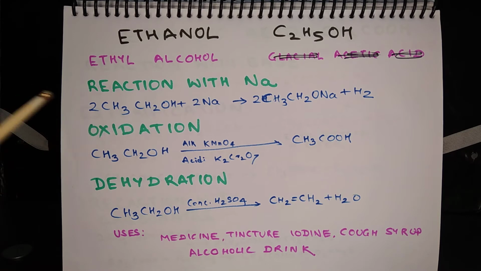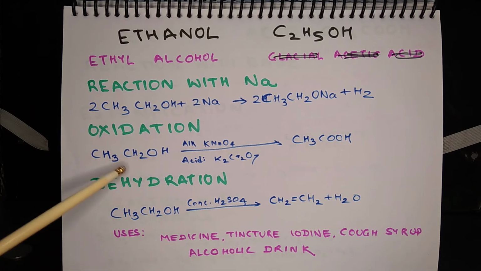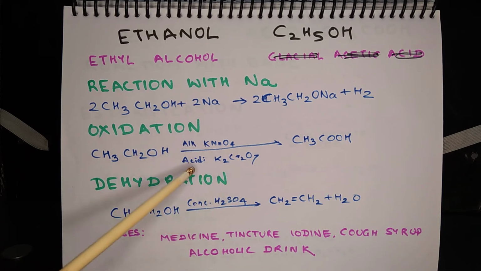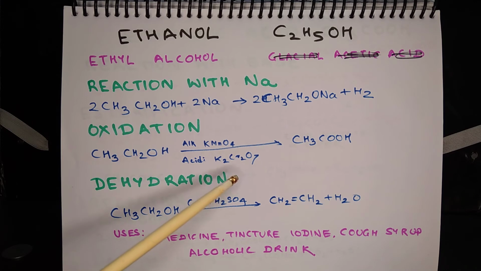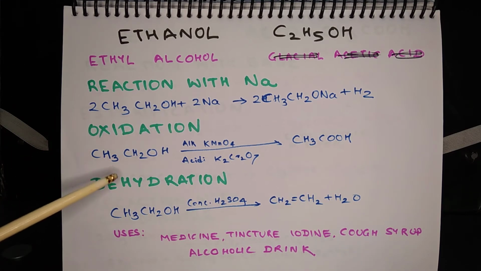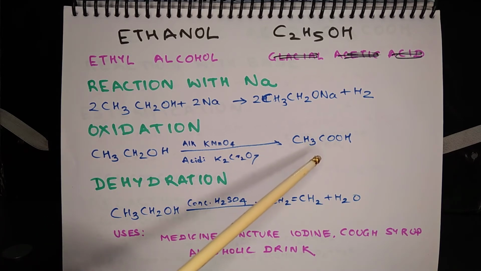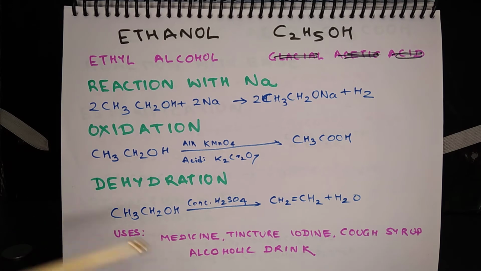Oxidation reaction. I talked about it earlier also, that when ethanol is heated in presence of alkaline potassium permanganate or acidified potassium dichromate, it gives ethanoic acid. The equation is CH3CH2OH is equal to CH3COOH.